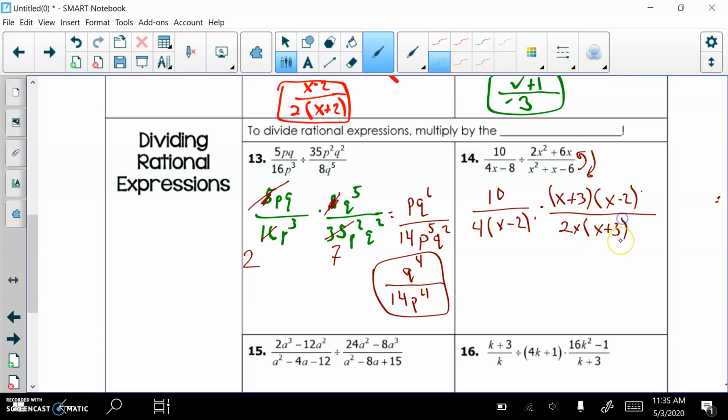And again, predictably, here's what we have. X plus 3 and x plus 3 cancel. Y minus 2 and y minus 2 cancels. That gives me 10 over 8x, and then we always simplify our fractions, 5 over 4x.